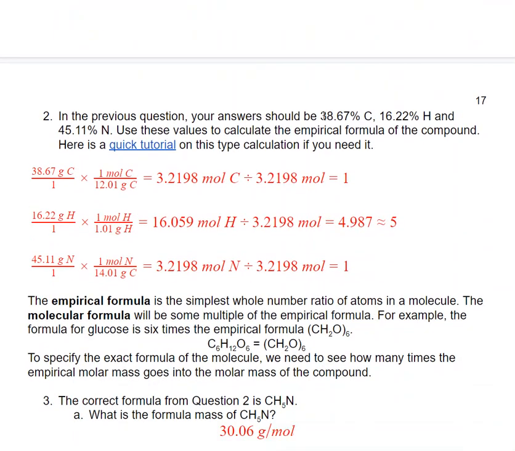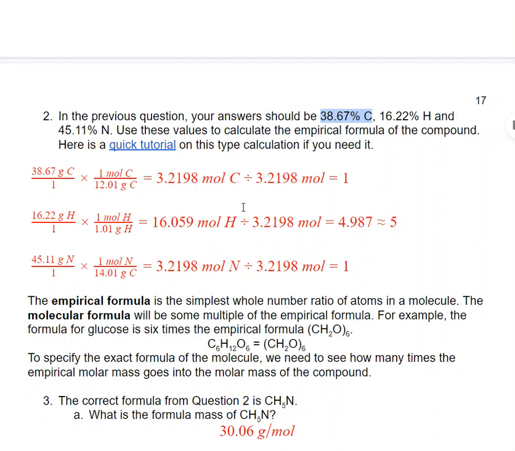So here are the correct percentages that you should have gotten from the last problem. We want to use this to determine the empirical formula, and there's a quick video that you can watch if you need a tutorial. So I'm going to assume that I have 100 grams of this substance, so then that means that I have 38.67 grams of carbon. So I'm going to convert that into moles, and I'm going to do that for carbon, hydrogen, and nitrogen. And I get my answers here. Then I'm going to divide them all by the smallest number of moles so I get a ratio. And I end up with 1 to pretty much 5 to 1.